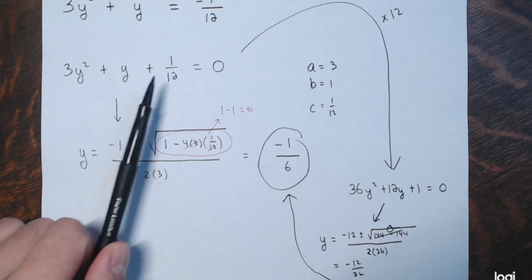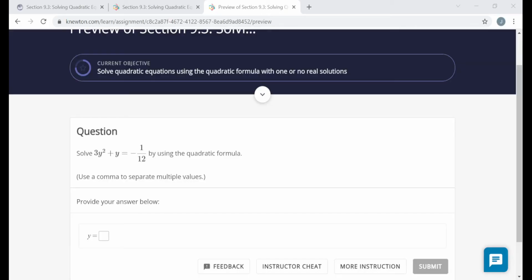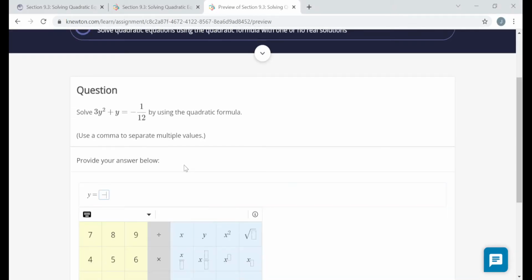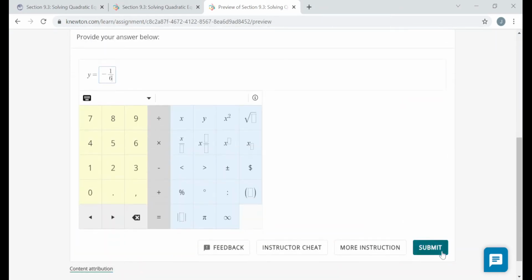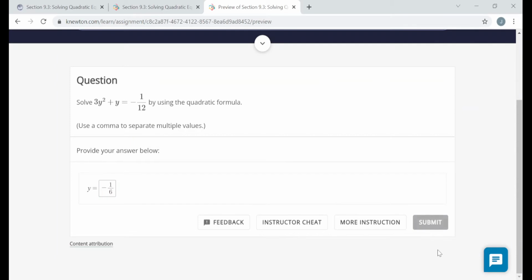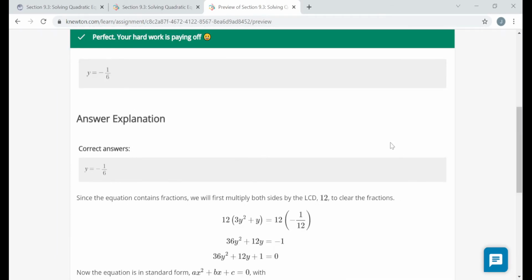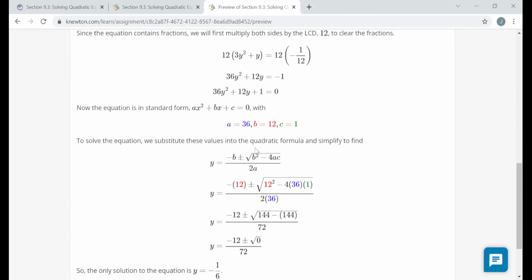You can keep the fractions if you want or not. And that's it. So there's no commas here, there's no multiple solutions. There's only the one real solution of negative 1/6 because the discriminant was 0. And that's it. Great. So I hope you got your quadratic formula. I would highly recommend memorizing this just to make things faster for you.